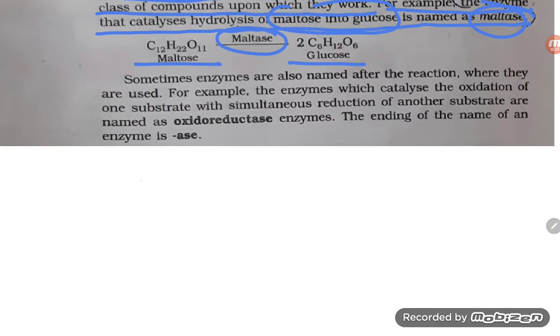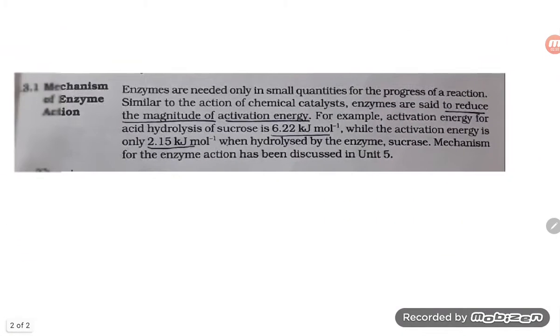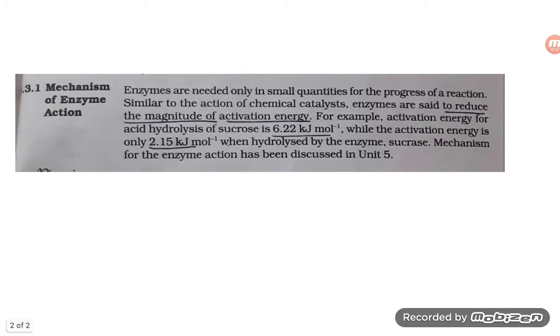Sometimes enzymes are also named after the reaction in which they are used. For example, the enzyme which catalyzes the oxidation of one substance with simultaneous reduction of another substance is named oxidoreductase enzyme. The ending of the name of an enzyme is ASE. So if any enzyme acts in oxidation and reduction, that enzyme is called oxidoreductase.